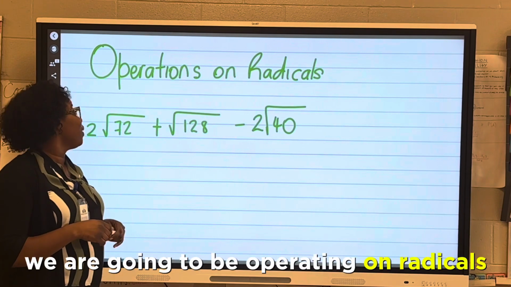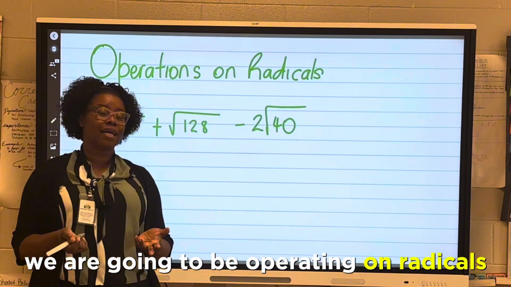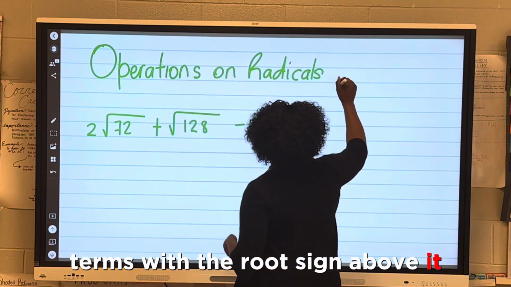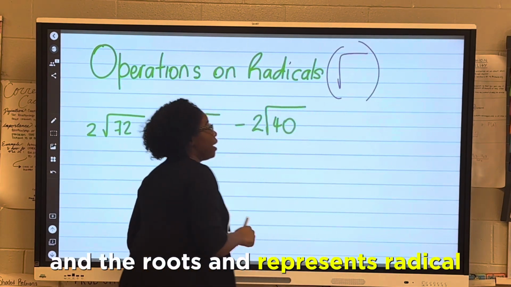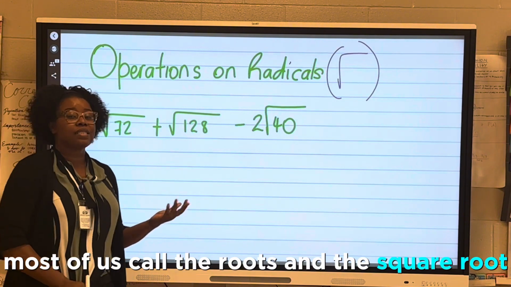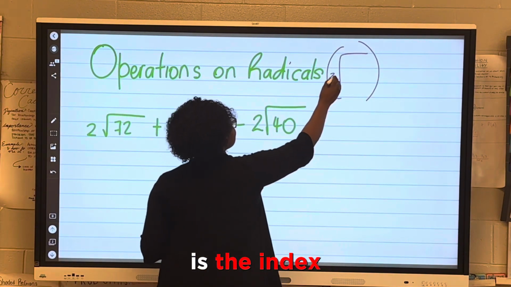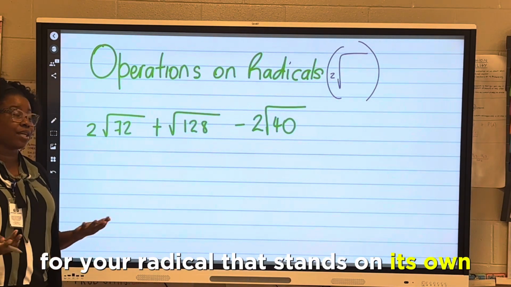In today's video, we are going to be operating on radicals. And as you know, radicals are basically terms with the root sign above it, and the root sign represents radical. Most of us call the root sign the square root, which is okay because the 2 is the index for your radical that stands on its own.